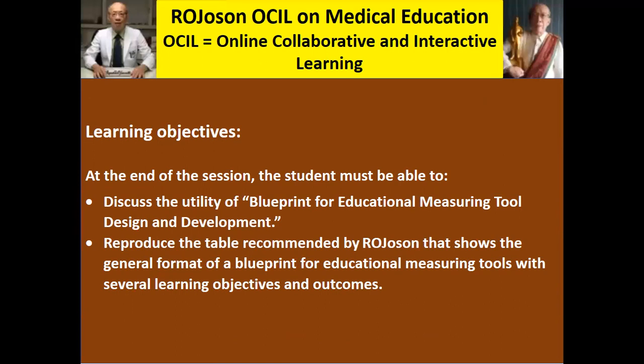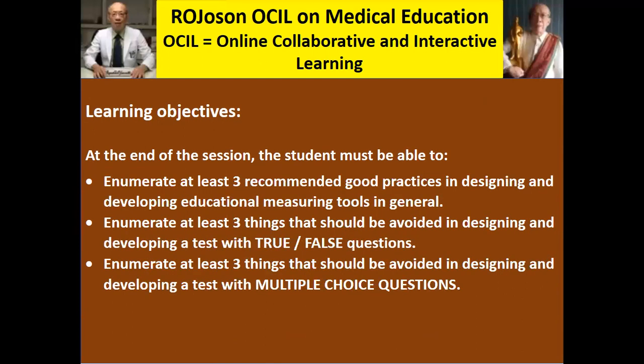Reproduce the table recommended by R.O. Hawson that shows the general format of a blueprint. Enumerate at least 3 recommended good practices in designing and developing educational measuring tools in general. Enumerate at least 3 things that should be avoided in designing and developing a test with true or false questions, and 3 things that should be avoided in designing and developing a test with multiple choice questions.